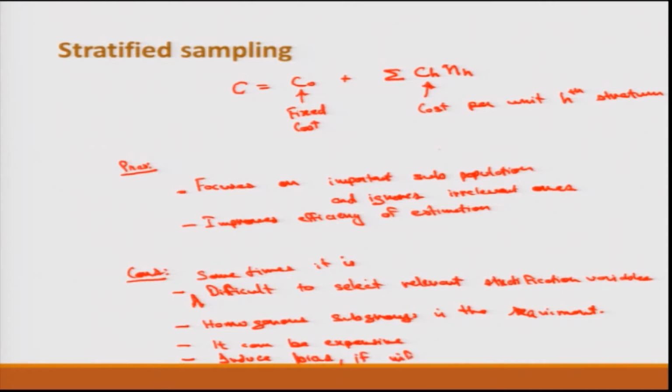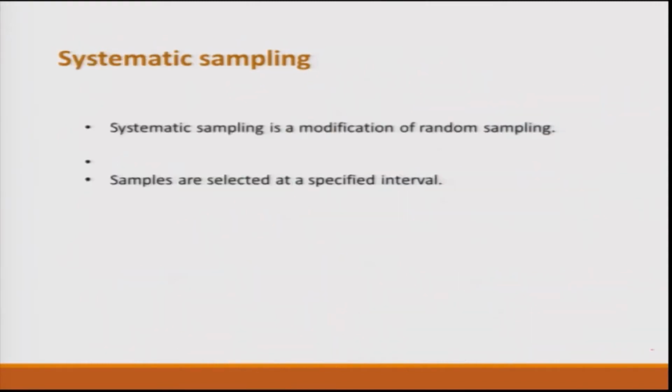If information about the population is not accurate, there is bias. So, next comes systematic sampling. Systematic sampling is a modification of random sampling only. The samples are selected at a specific interval here. To arrive at a systematic sample, we simply calculate the desired sampling fraction.